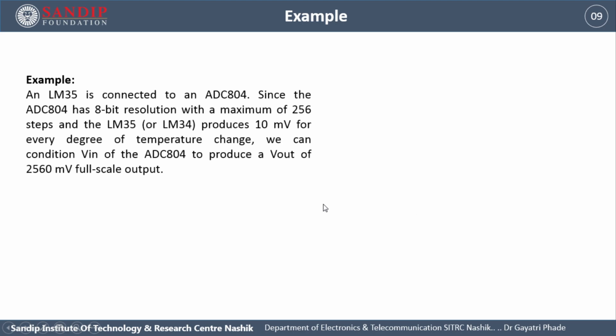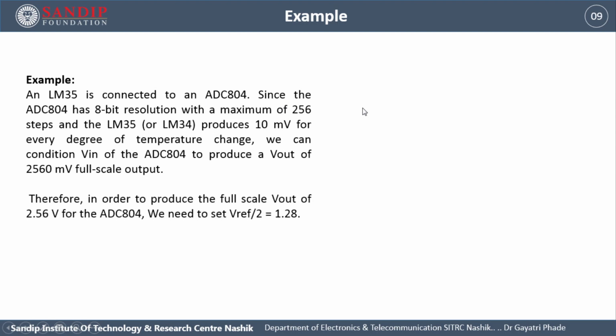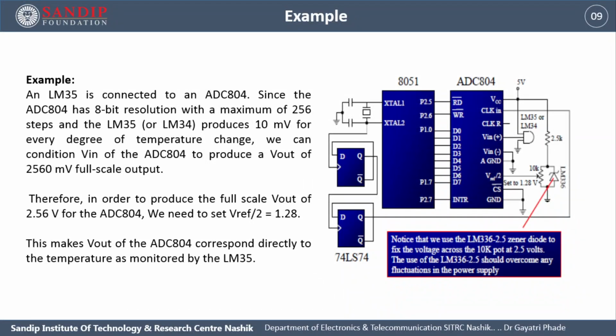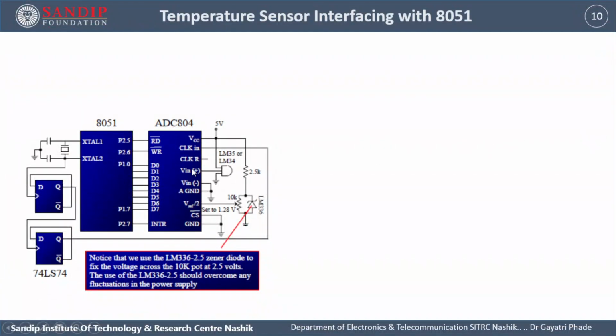Then we have seen one example, that is interfacing of LM35 through ADC0804 to interface it with the 8051 microcontroller. We have seen the hardware. Here we are connecting LM35 to the ADC VIN pin. Then we have understood the complete hardware description between the LM35 with ADC and from ADC to 8051.